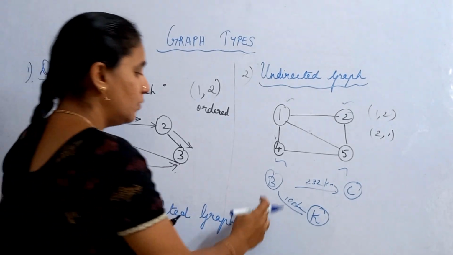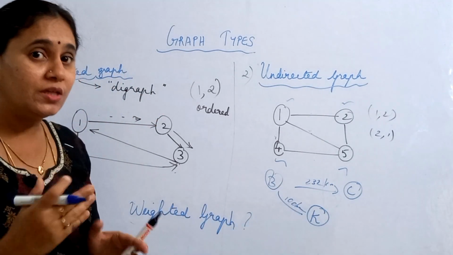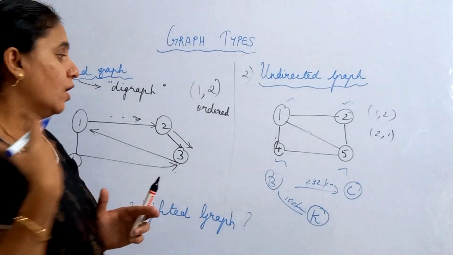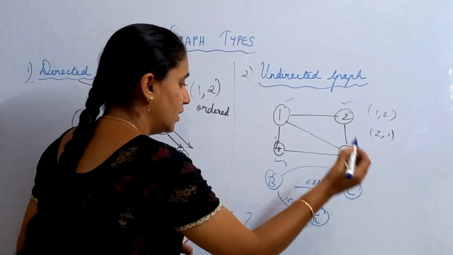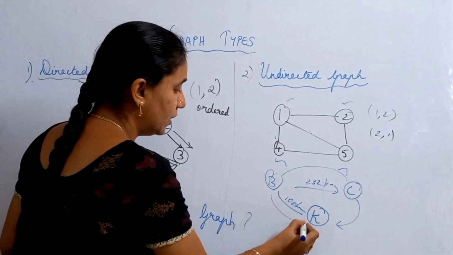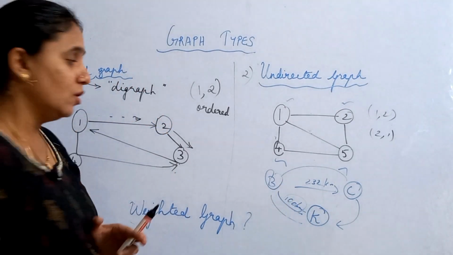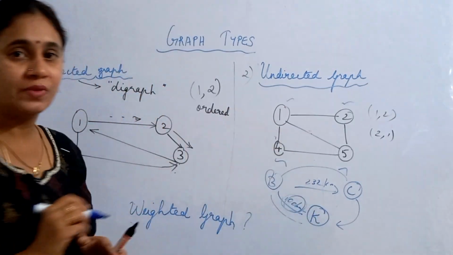Another thing is that we will be choosing the shortest path. For example, if I want to go from Bangalore to Kerala, I will be choosing the shortest path. I will not go from Bangalore to Chennai and then from Chennai to Kerala, because there is a direct path present with a total number of kilometers that is very less. Only this I will be choosing, isn't it?